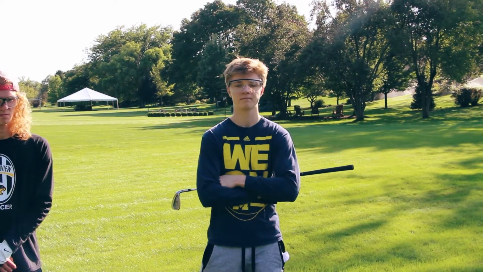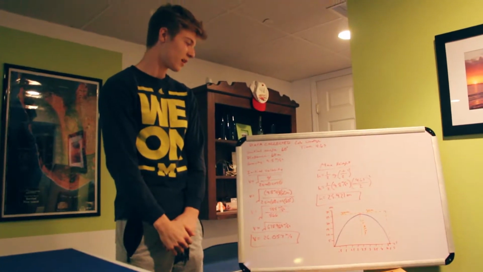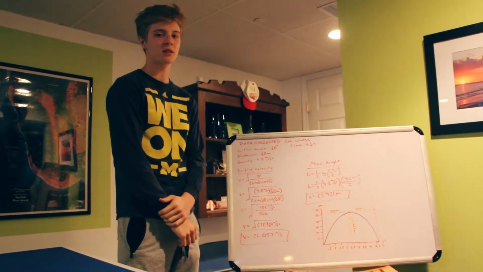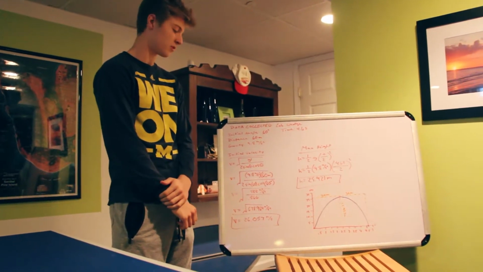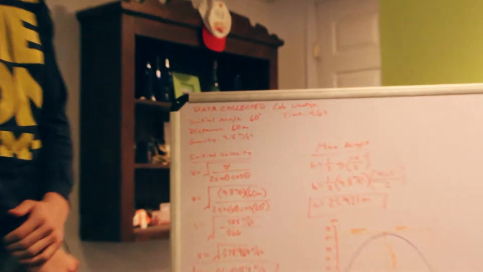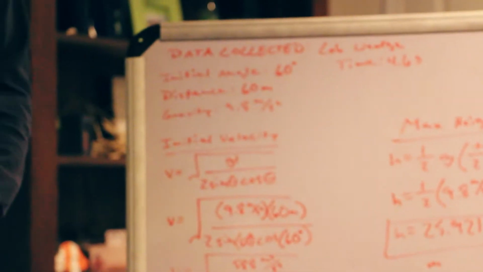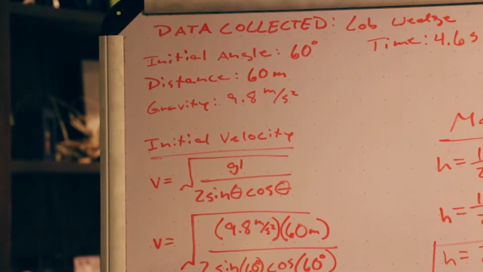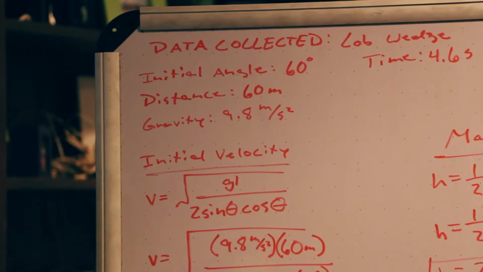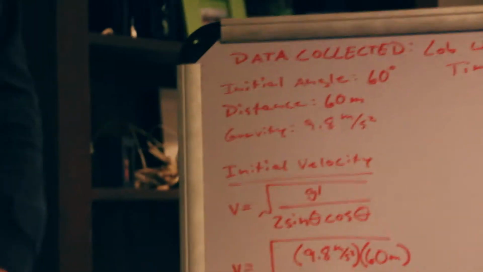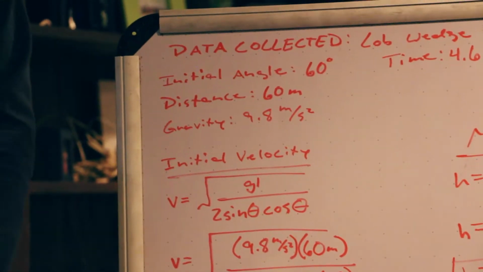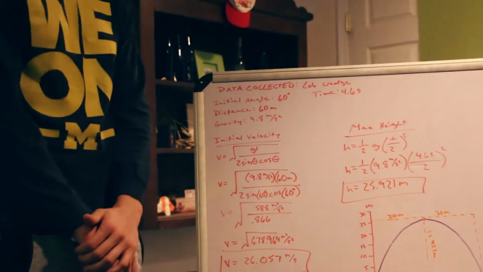Okay, so some of the data we collected during this video was our initial angle was 60 degrees because we used the lob wedge and that comes on the club. So that's one of our givens. The distance we measured was 60 meters when the ball landed. Gravity obviously is 9.8 meters per second squared, accelerating downward towards the earth. And the time we took for the ball from the time it left the ground to when it hit the ground was 4.6 seconds.